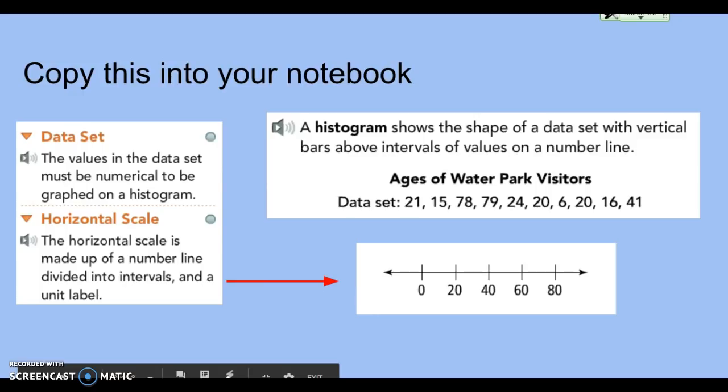Alright, you need to copy these definitions into your notebook. A histogram shows the shape of a data set with vertical bars above intervals of values on a number line. You need to make sure that you have titles, ages of water park visitors. Your data set are the values that must be numerical to be graphed on a histogram. And you must also have a scale on your histogram, and it is made up of a number line that is divided into intervals. And you must make sure that your intervals are equal.